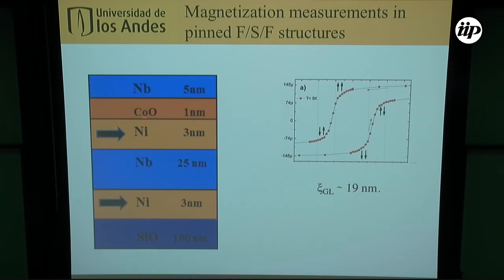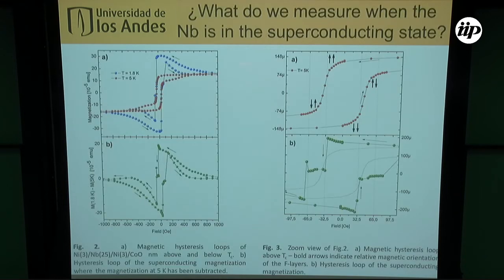What I do is I put cobalt oxide here to pin the nickel a little bit. So when I apply the magnetic field, I can have parallel magnetization or anti-parallel magnetization depending on the applied field. Here you can see parallel or anti-parallel because you have a small kink here, which means that it has not completely changed the polarity of magnetization. Anyways, what are the results?